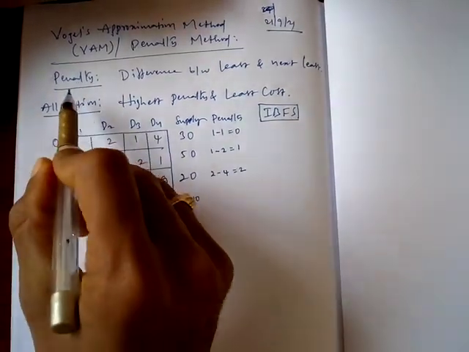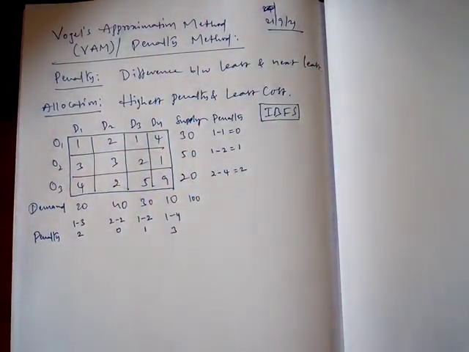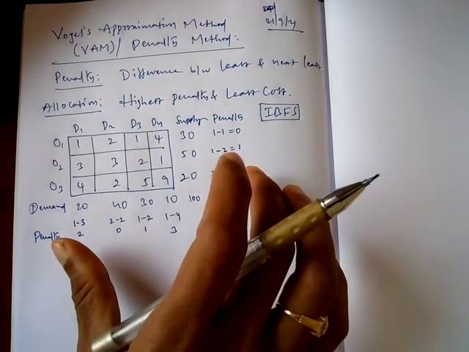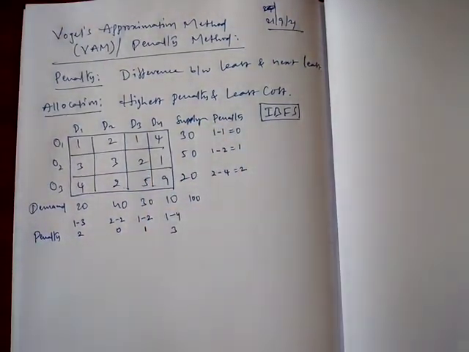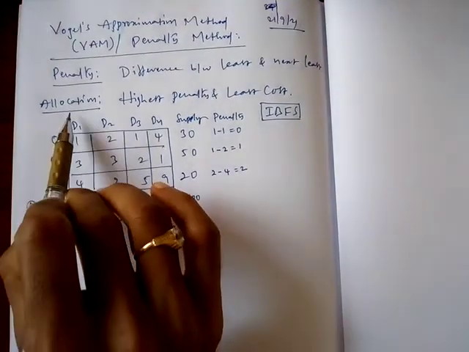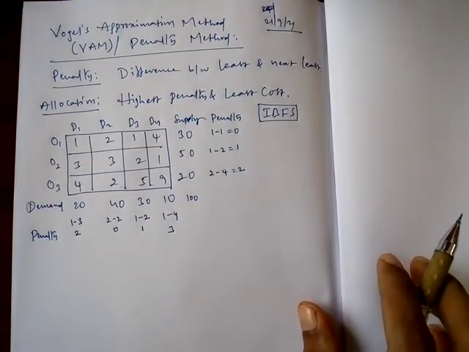Now finding out the penalty is over. For every iteration we have to take the new penalties. For this iteration these are the penalties, and in the next iteration the penalties will be changing. So the next point is allocation: where to allocate the number of units or products.